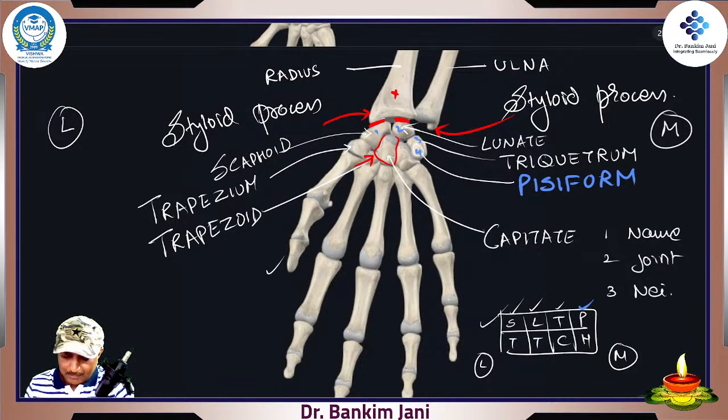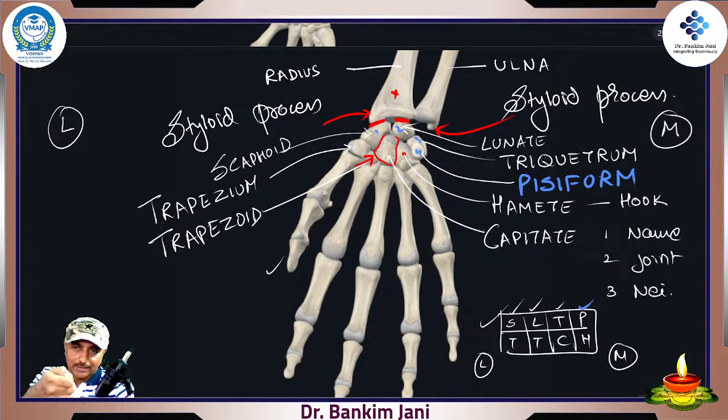And finally, this bone, this one. That bone is like a hathoda, a hammer. That is what is called hamate. Hamate means hathodi. And it has got a hook. So it is called the hook of hamate, because you can hold it with the hook, like your handle. So that hook is this. Right now, don't worry much about the hook of hamate.